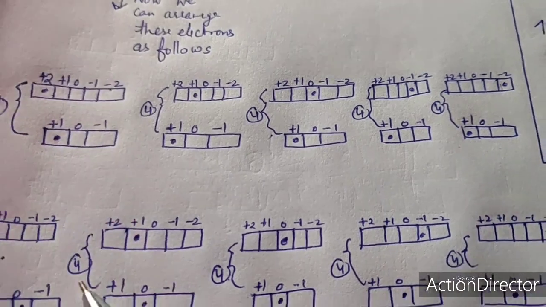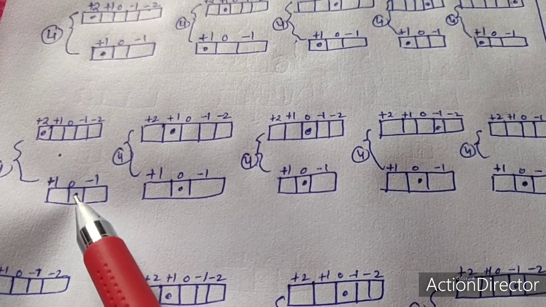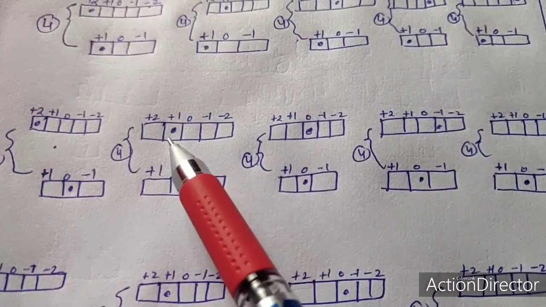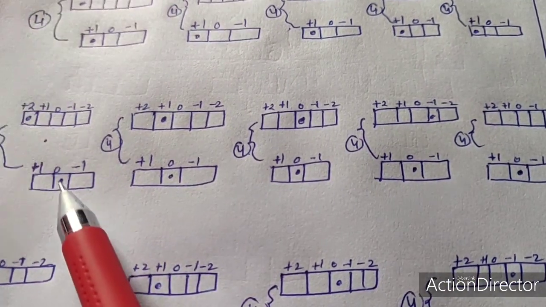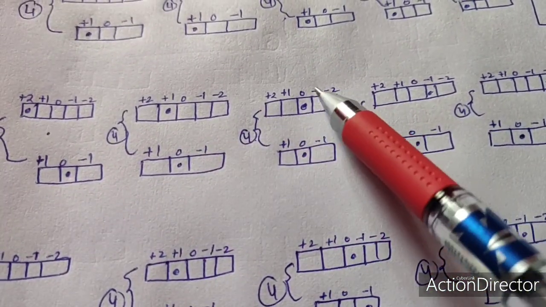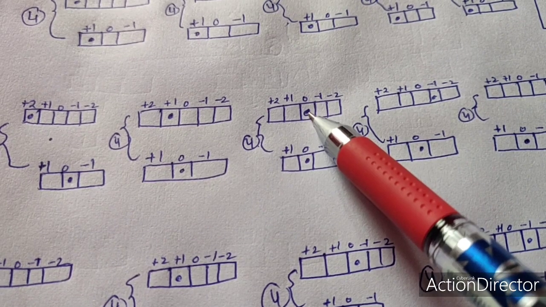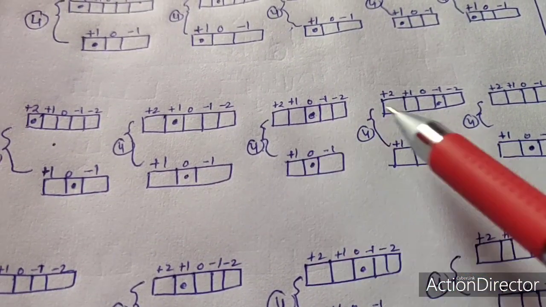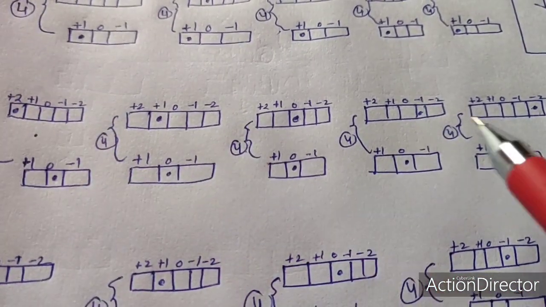Another condition is that this electron may be present in the 0 ml value. If it is present in 0 ml value, then this electron may be present in plus 2, plus 1, 0, minus 1 and minus 2 ml value orbital. Again, these 2 dots mean 4 combinations. These 2 electrons may both have upward spin, one upward and one downward, one downward and one upward, or both downward spin. So 4 combinations are possible, and again there are 20 combinations.